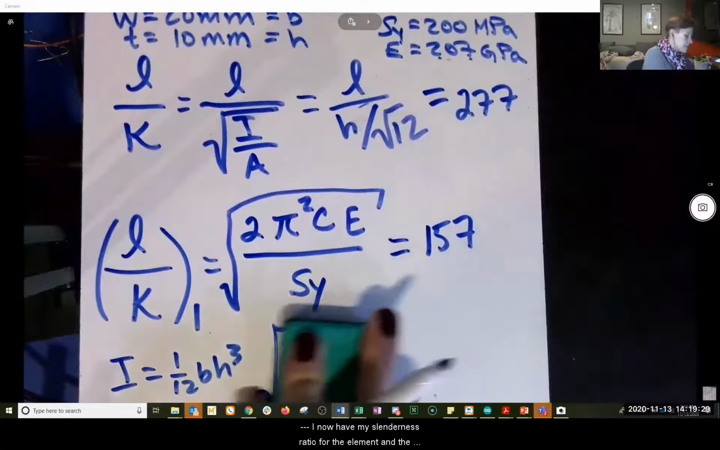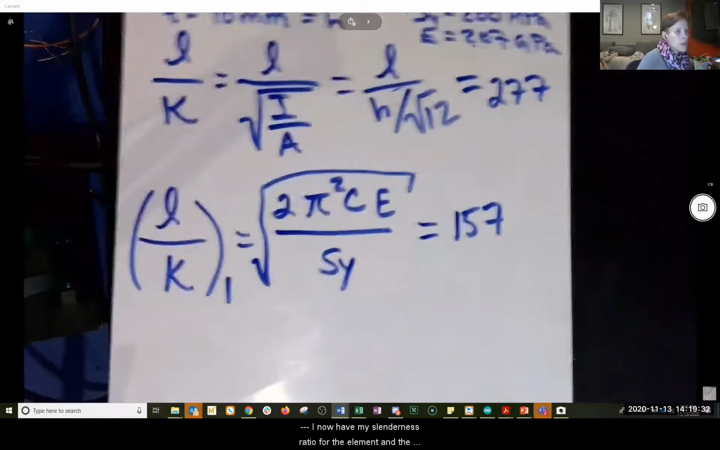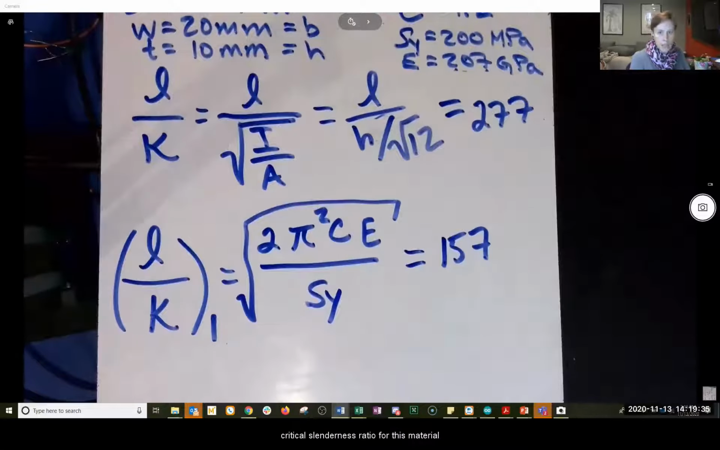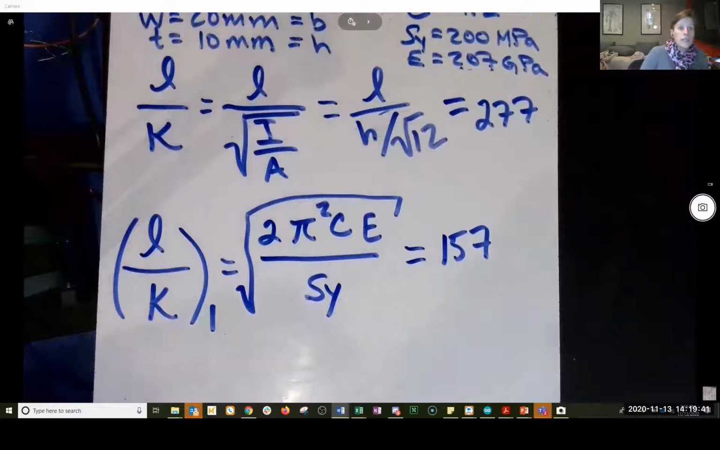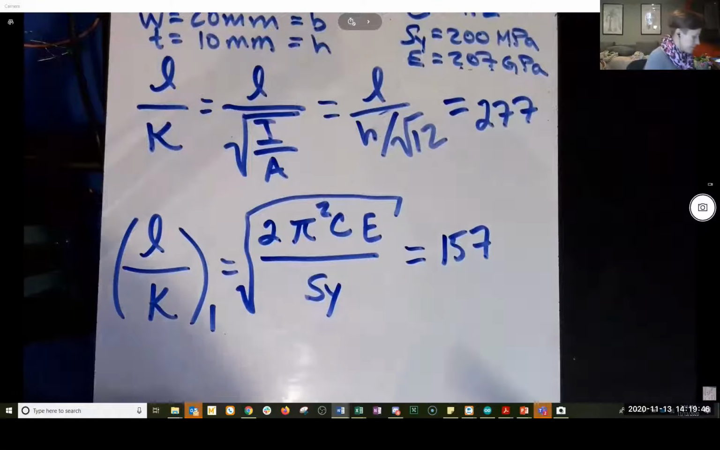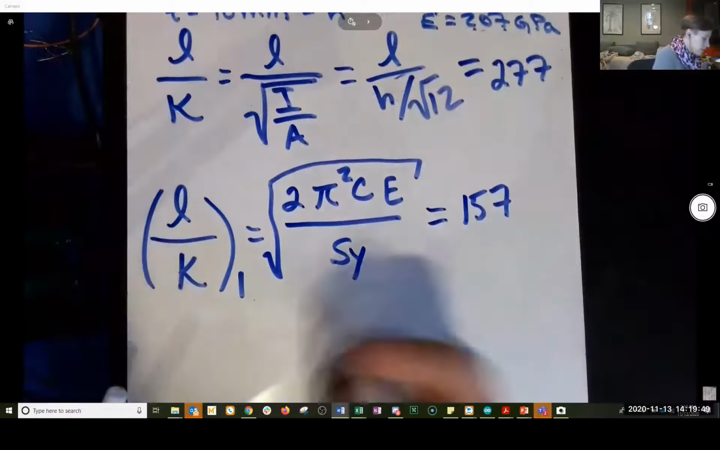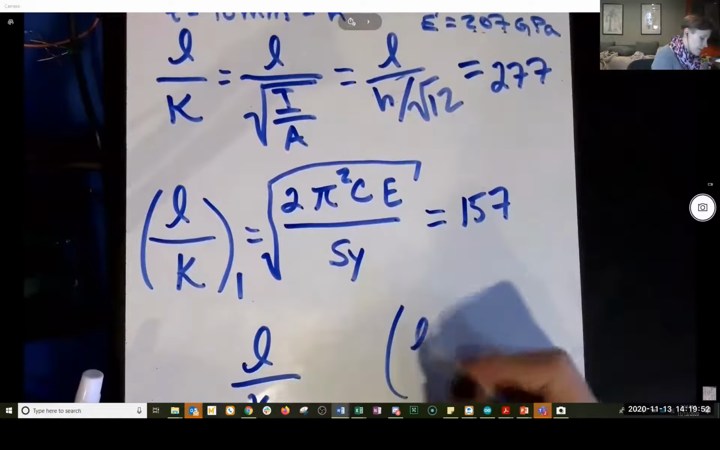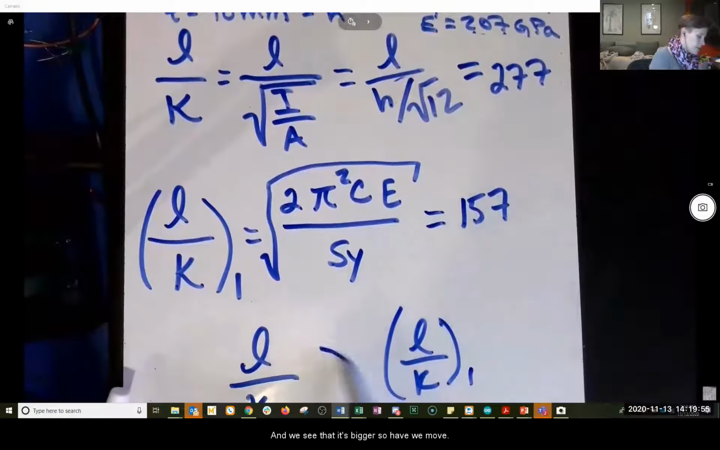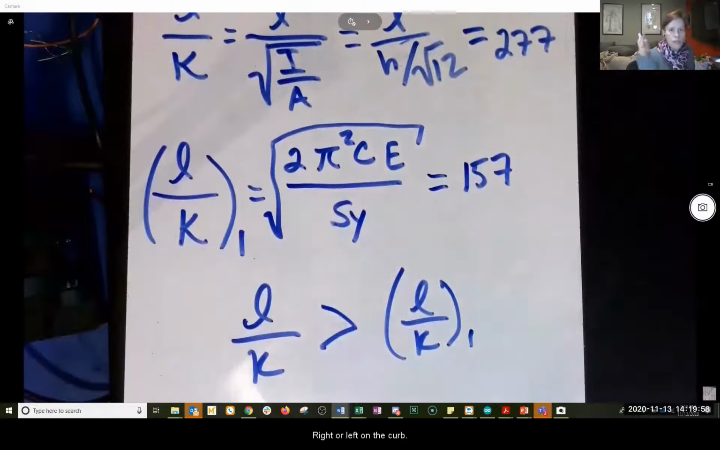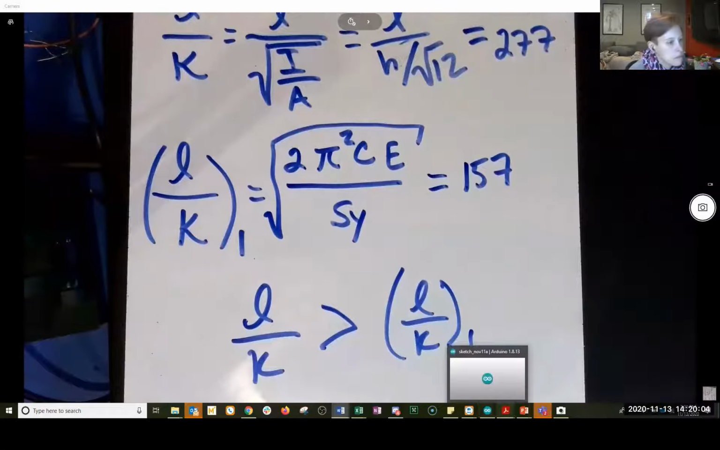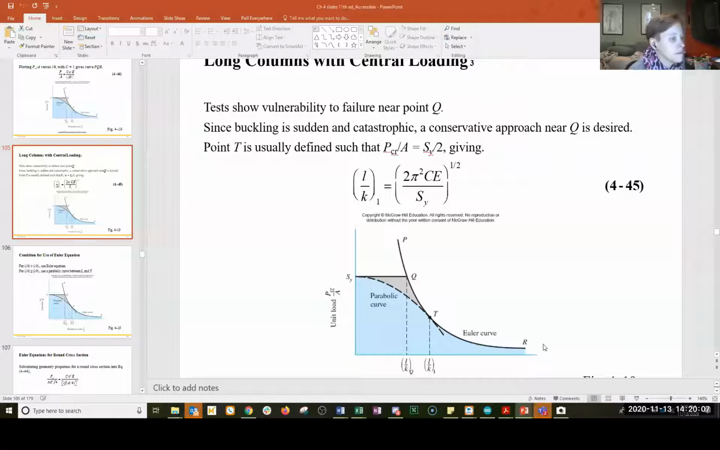If there is a piece of this that is mystifying though, please do speak up. So I now have my slenderness ratio for the element and the critical slenderness ratio for this material and end condition scenario. So is this a slender or a not slender link? We're going to compare L over K to our critical ratio, and we see that it's bigger. So have we moved right or left on the curve here? Right, exactly. Yes, slender.